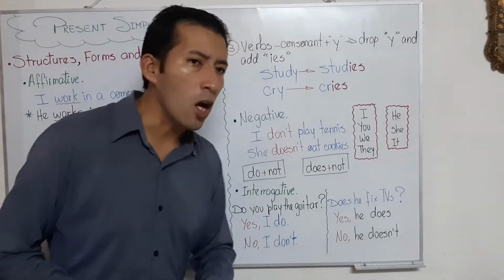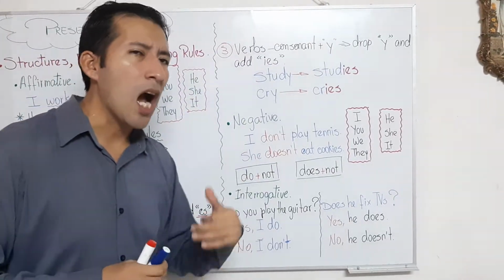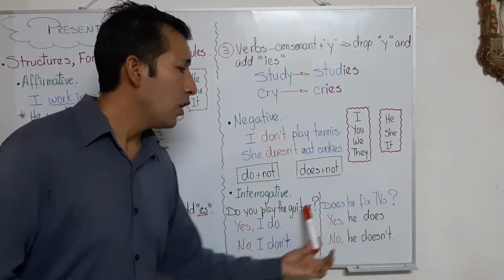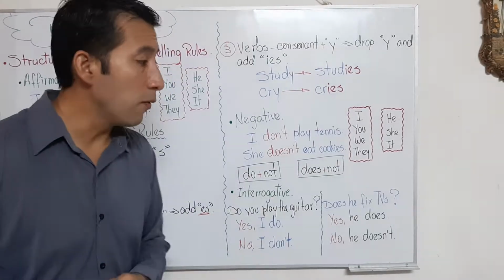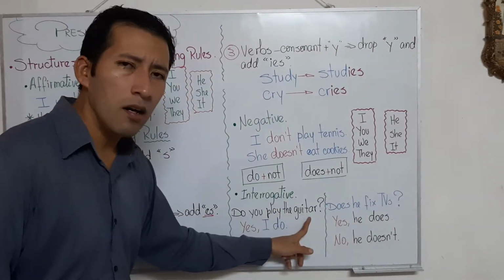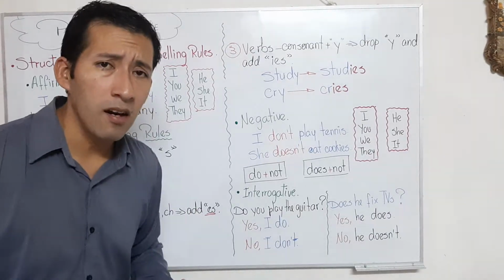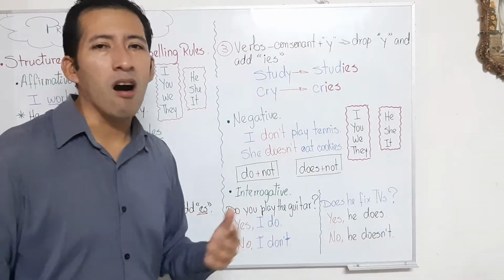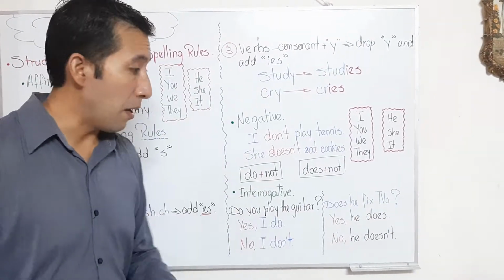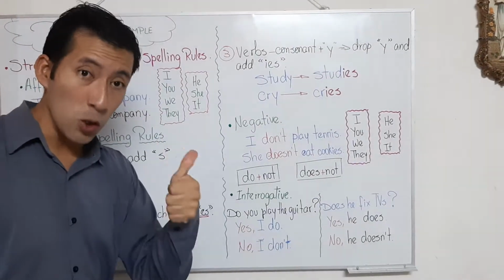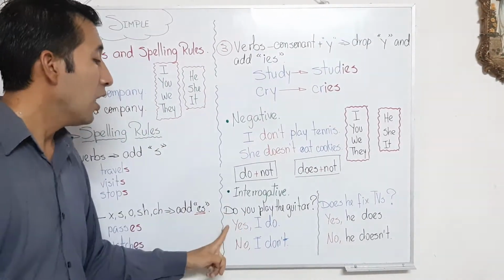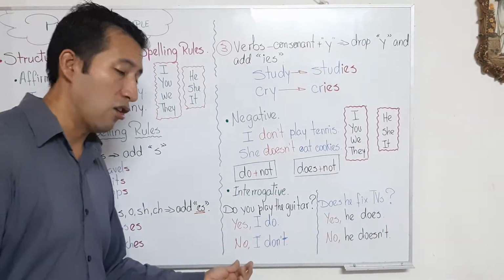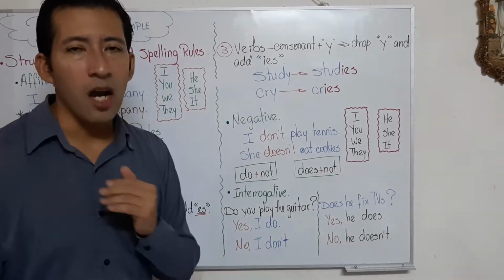And finally, what about the interrogative? In my previous video, I couldn't explain how you can answer questions in English. Here we continue with the two groups. Do you play the guitar? That's my question. What would be your answer? Yes, I do. Or no, I don't. If you can play the guitar, you say yes, I do. But if you cannot play the guitar, you say no, I don't.